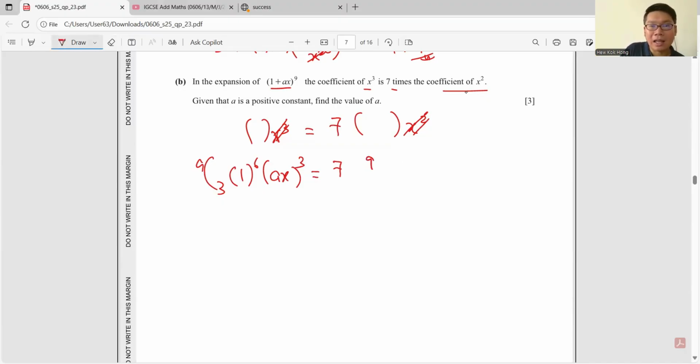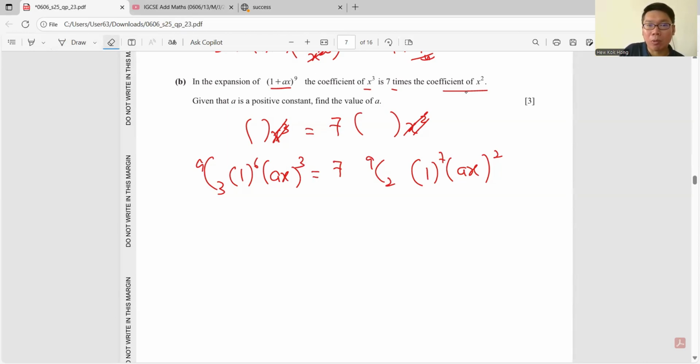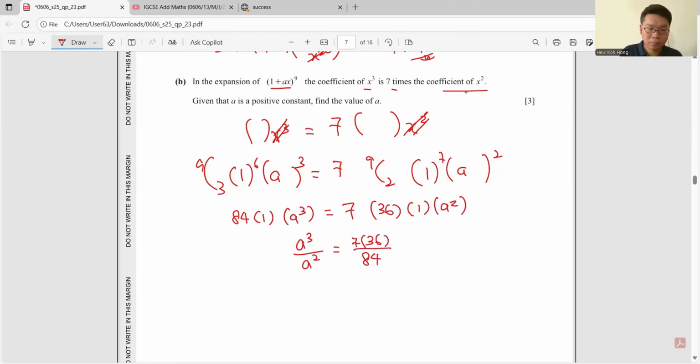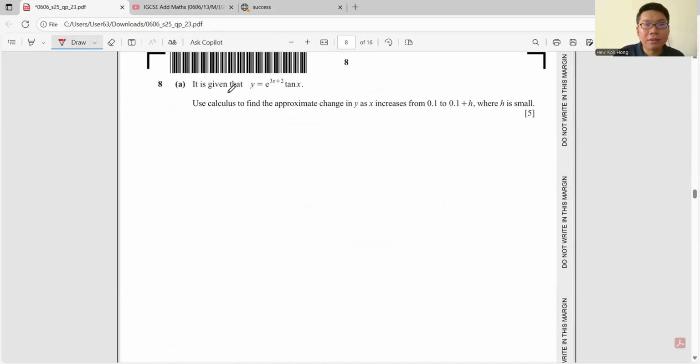Coefficient of 2, again, 9c something, 1 power something, ax power something. So with power 2, here power 7. 7 plus 2 becomes 9. Here is 2. Then I can remove x because at last I only compare the coefficient. Then I key in calculator. A equals to 3.